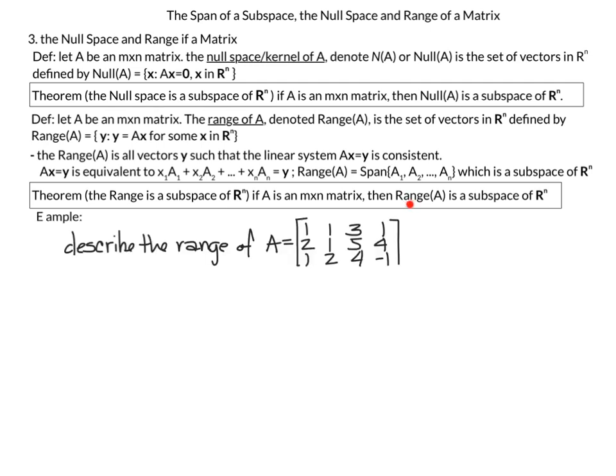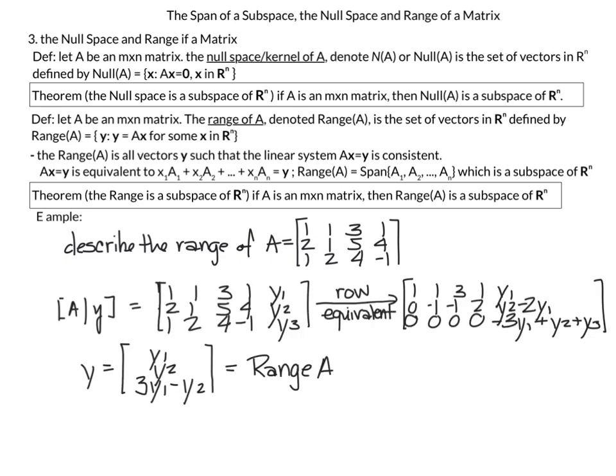So we want to describe the range of this matrix A, 1, 1, 3, 1, 2, 1, 5, 4, 1, 2, 4, negative 1. This is the same matrix we had found the null space for in a previous example. So to find the range, we are looking at y such that Ax equals y, and we can do this looking at the augmented matrix of A with the column vector y.